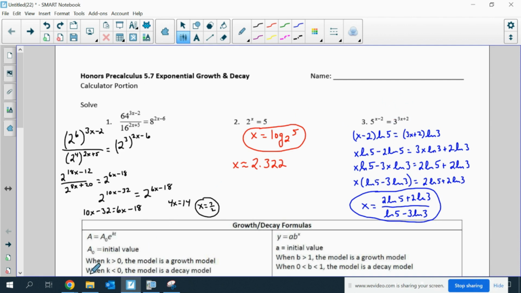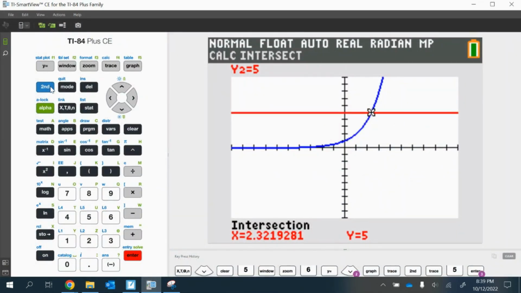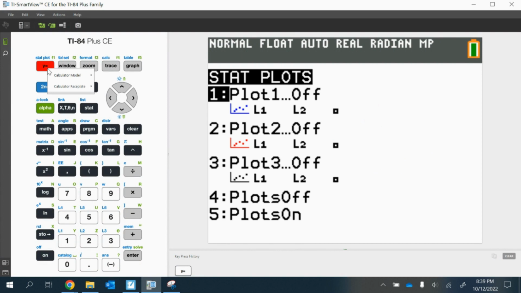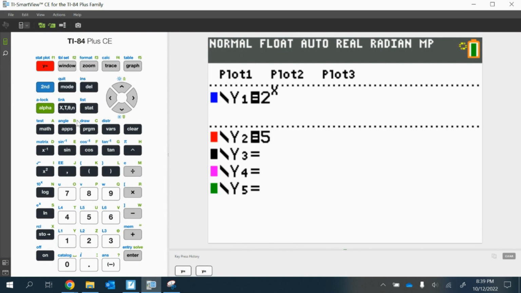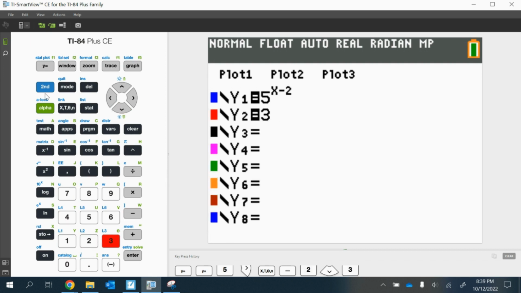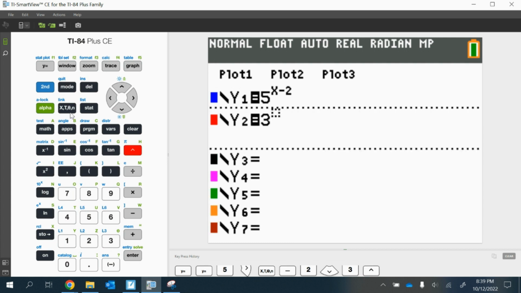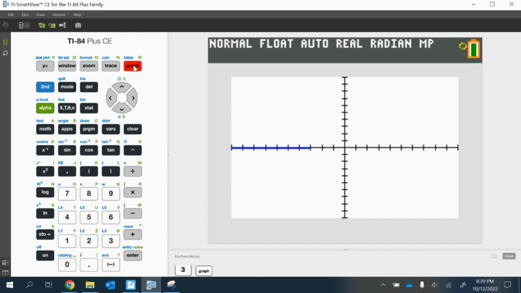Same thing for number 3, 5 to the x minus 2. We'd say 5 to the x minus 2. And we would say 3 to the x plus 2. I think that was what the problem was. Oh, 3x plus 2, sorry. And then we graph that.